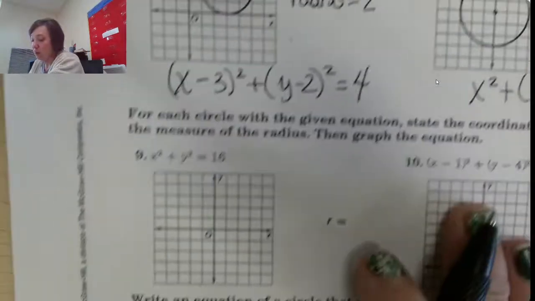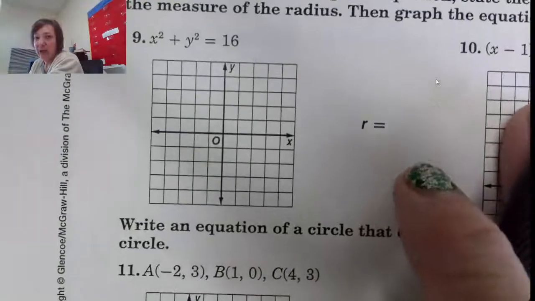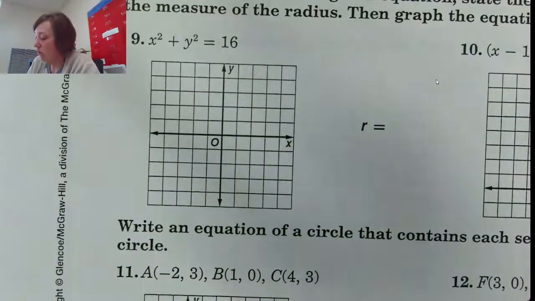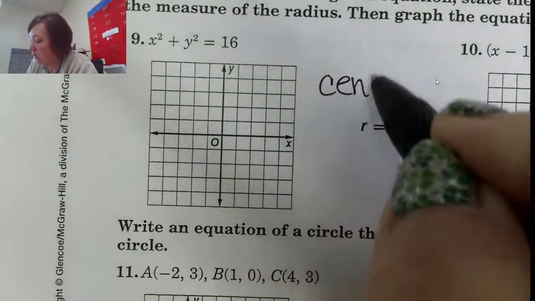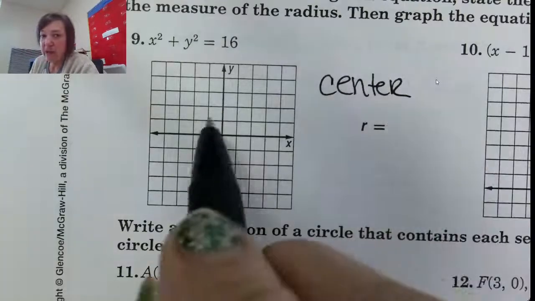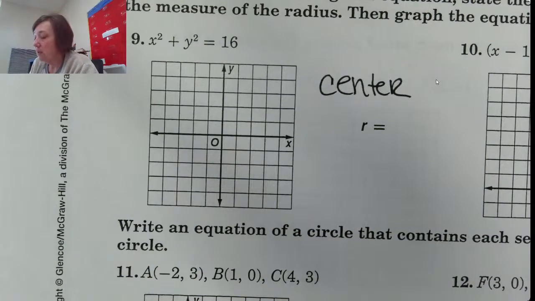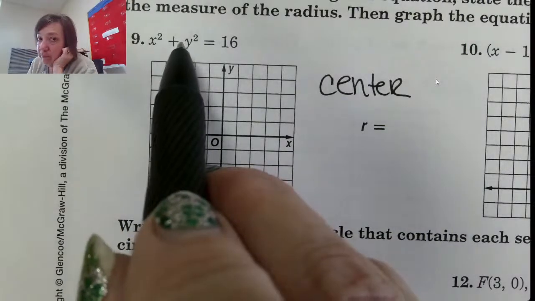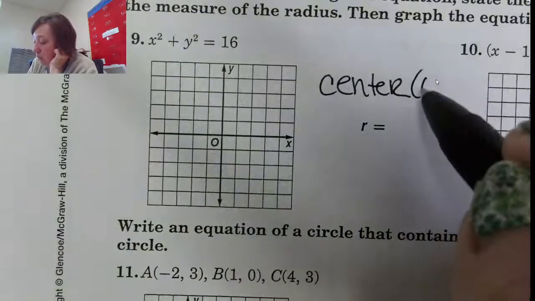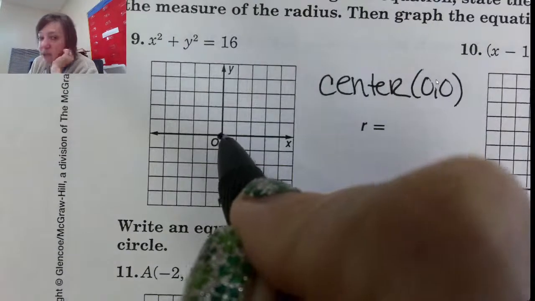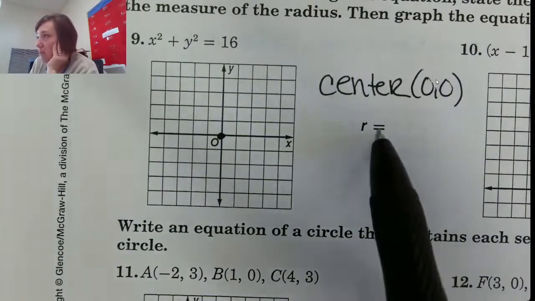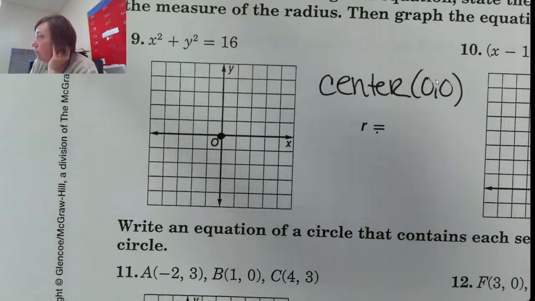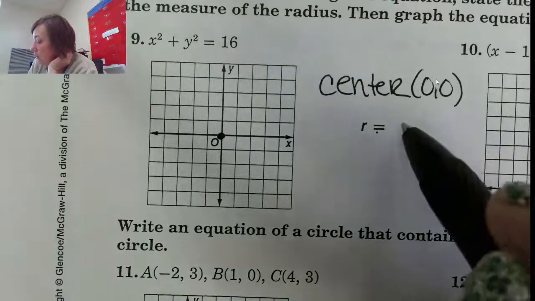Okay, so look at number 9. They're giving you the equation. They want you to find the center based on the equation and the radius based on the equation and then graph it. So what's the center of this one? The very middle, 0, 0. So we would graph that point, 0, 0. And what's the radius of this one? It's 4. How do we know it's 4?